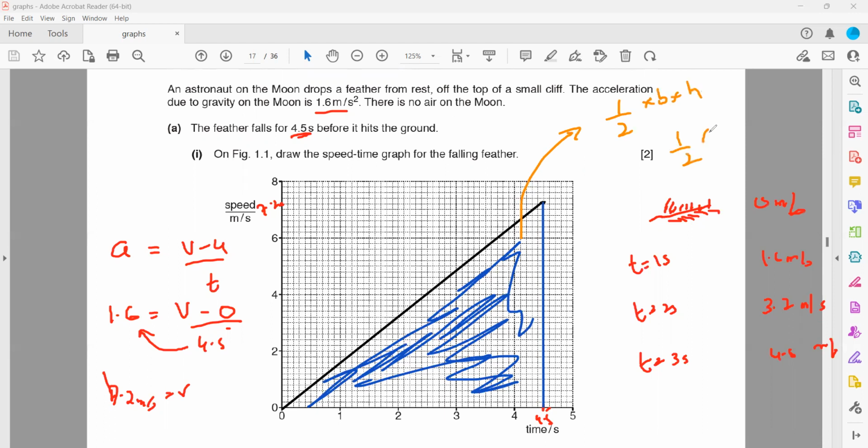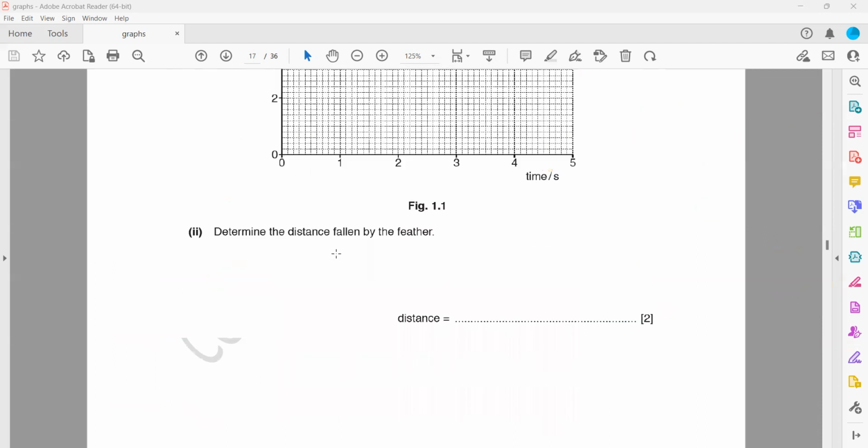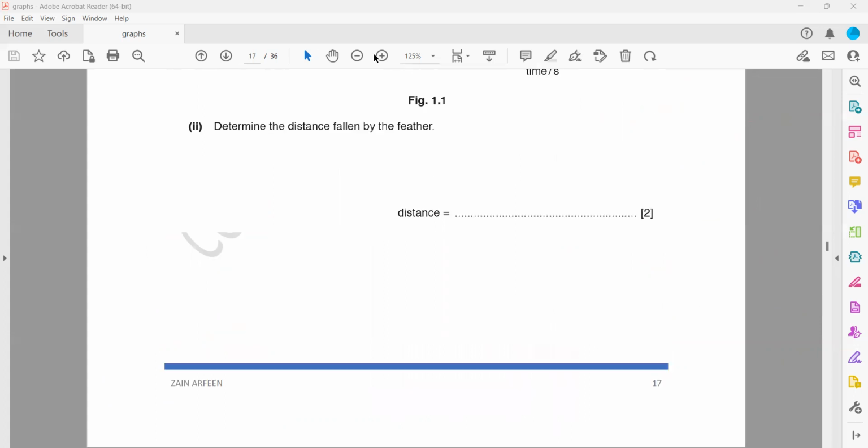So we'll use the formula for a triangle, which is half base times height. The base is 4.5 and the height is 7.2. So half times 4.5 times 7.2 makes 16.2. So the distance travelled will be 16.2 meters, because the speed was in meters per second and the time in seconds, so the final answer for distance will be in meters. If speed was in kilometers per hour and the time in hours, then the final answer will be in kilometers.